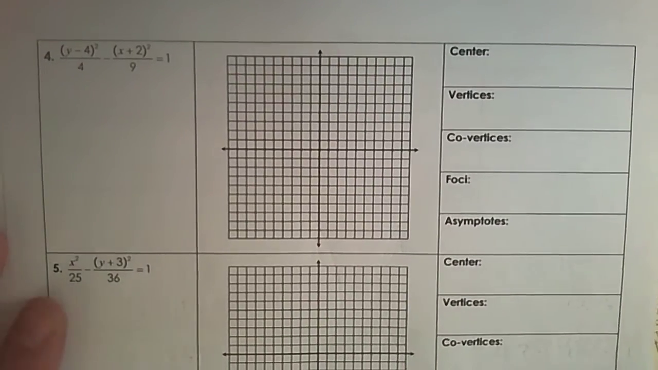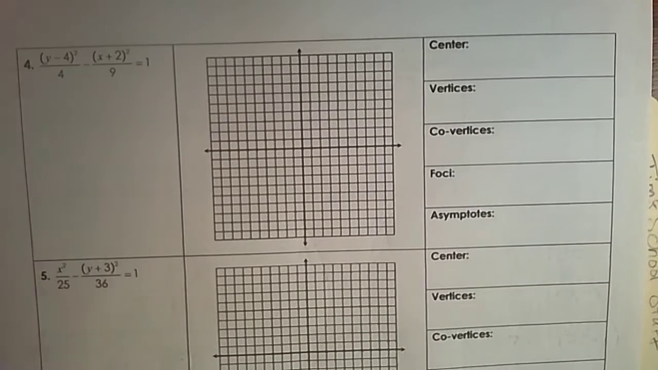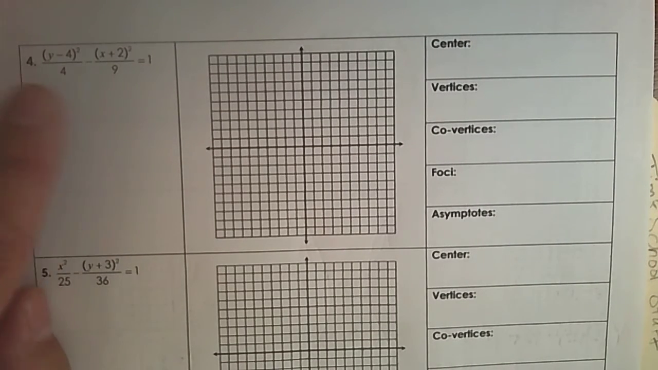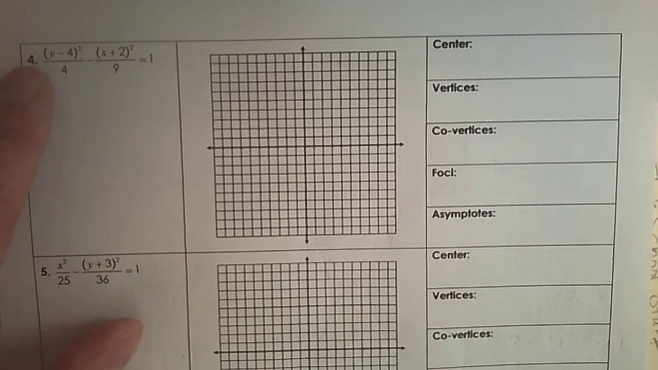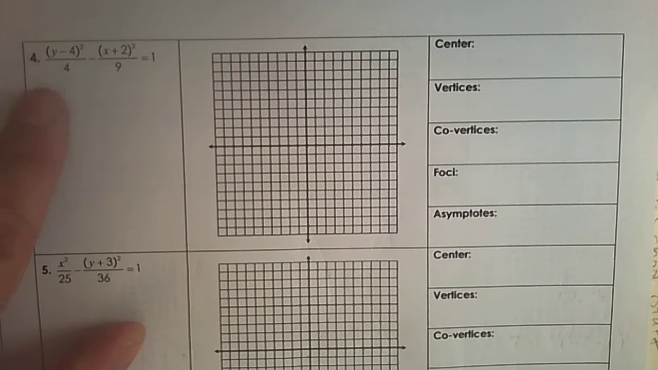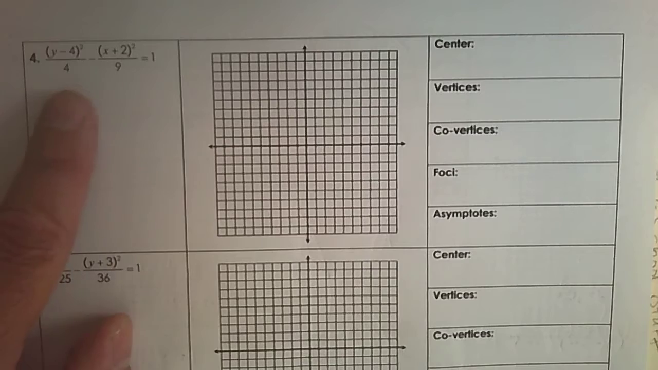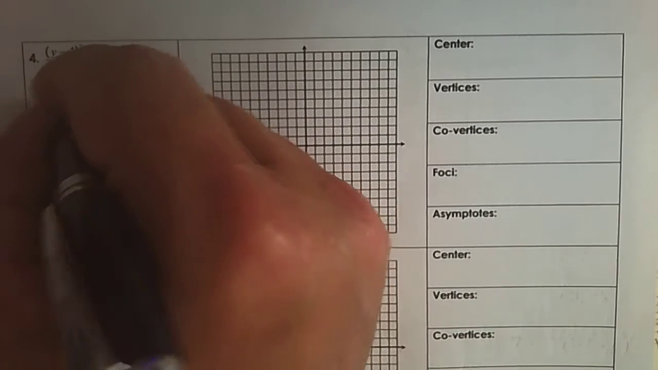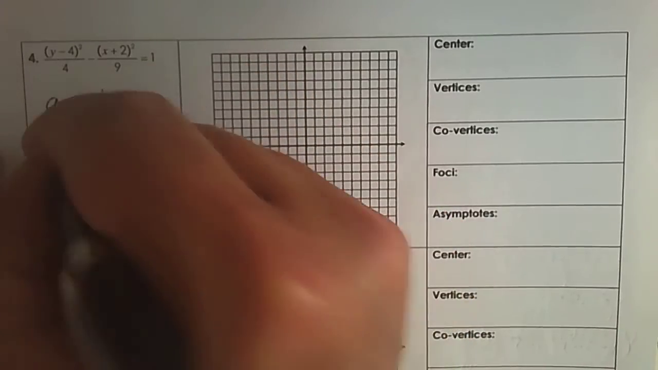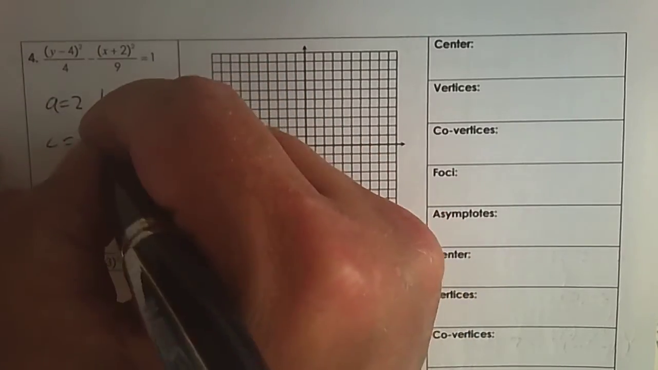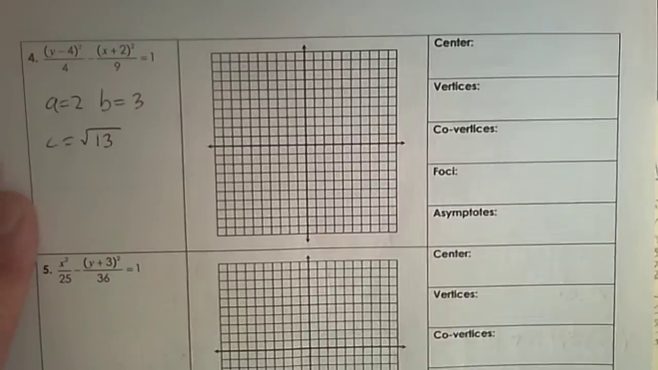All right, let's try it again. I want you to see, is this going to be a vertical or horizontal hyperbola? Because the y is positive and in front, it's vertical, not the size of the denominator. So a is the square root of 4, b is the square root of 9, and c is the square root of 13, where you add the denominators.